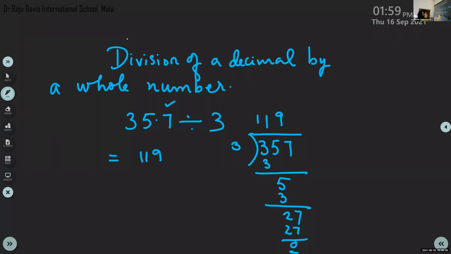After getting the quotient, you check how many digits are there after the decimal point in the question. Ma'am, one. There is one. So in the answer also, that is in the quotient also, 1 decimal place should come. So where should I put the point here? 11.9. So in the answer also, same number of decimal places should come. That is the rule. That is the trick. We want to find the answer and just put the decimal, counting the number of decimal places in the question.